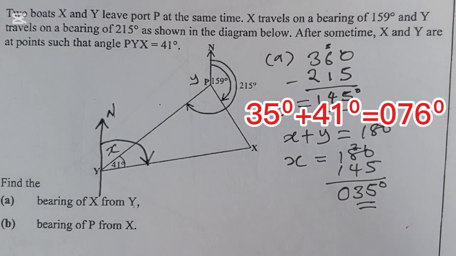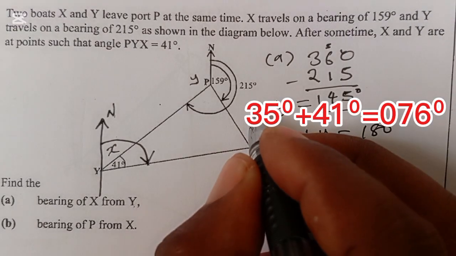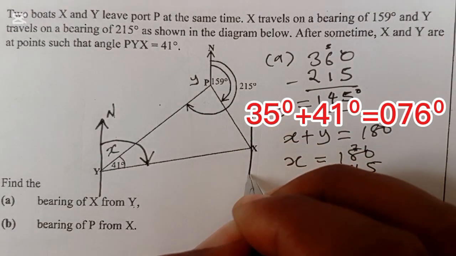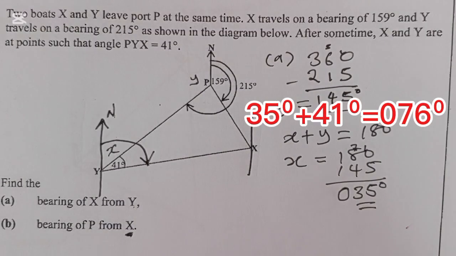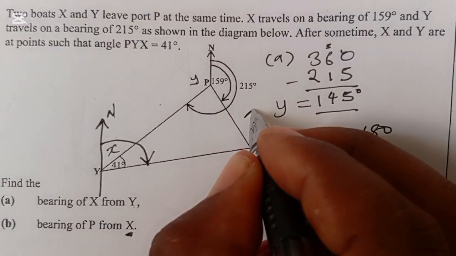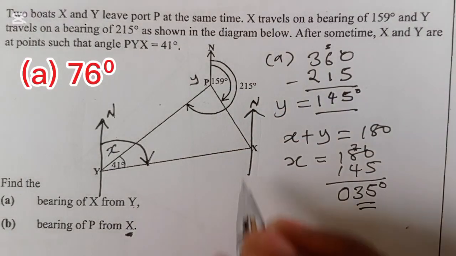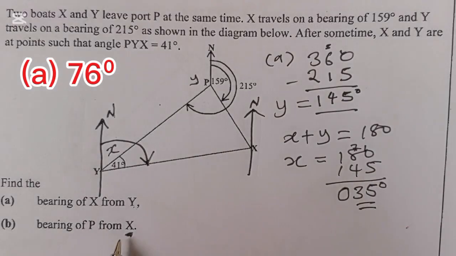Now then part B, find the bearing of P from X. So you need to go on X. What are we going to do on X? We are going to draw a true north. So we draw a true north on X, which is our last letter. So that is my true north. Then this is my X now. I'll move from X to P.